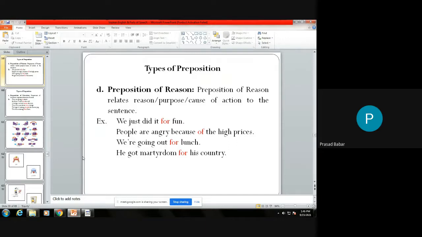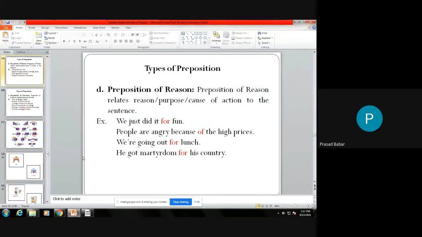So here, preposition of reason. Let's see the fourth type, that is preposition of reason. A preposition of reason relates the reason or purpose or cause of action to the sentence. It is the preposition which relates the reason: why, what was the purpose behind that action, or what is the cause of the action. This is shown by the preposition of reason.